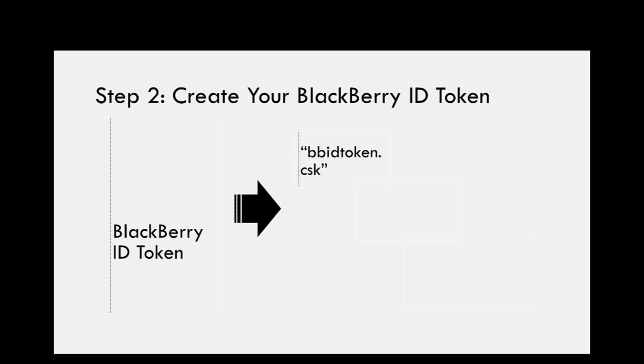The next step is to create a BlackBerry ID token. This is simply the token that you are going to use to sign your apps and is valid for 1 year from the creation date. There are two ways to obtain a BlackBerry ID token, either through developer.blackberry.com/codesigning or through your IDE.